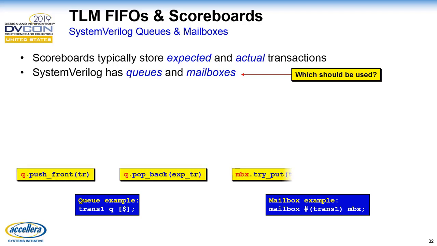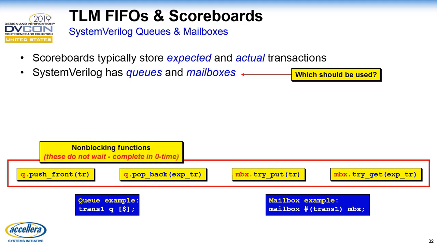With your queues, there's a push front method, so you can push a transaction onto a queue, and there's a pop back method to pop a transaction off of the queue. And on the mailbox, you have a try put command, which basically is a push command that returns status, whether it was successful or not, and it has a try get command to pull something off the back and again returning status whether it was successful or not. These are all non-blocking functions. They must complete in 0 time.